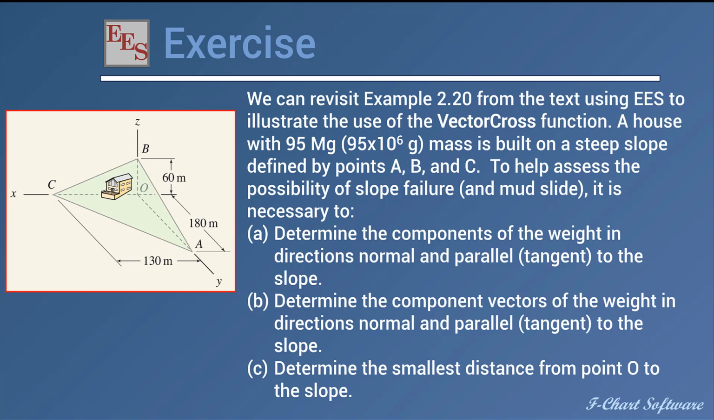And you're worried about the house sliding down the slope, so you would like to know the component of the weight of the house that is in the direction normal to the slope, and maybe more importantly the one that's in the direction parallel to the slope. And you'd also like to know the vector components. So part A is the magnitudes of those vectors, and part B then is the actual vectors. And then part C is what is the distance between the origin, so point O, and the plane, the shortest distance there. So that's the exercise. And if you want to go attempt the exercise and come back, then we'll go through the solution.